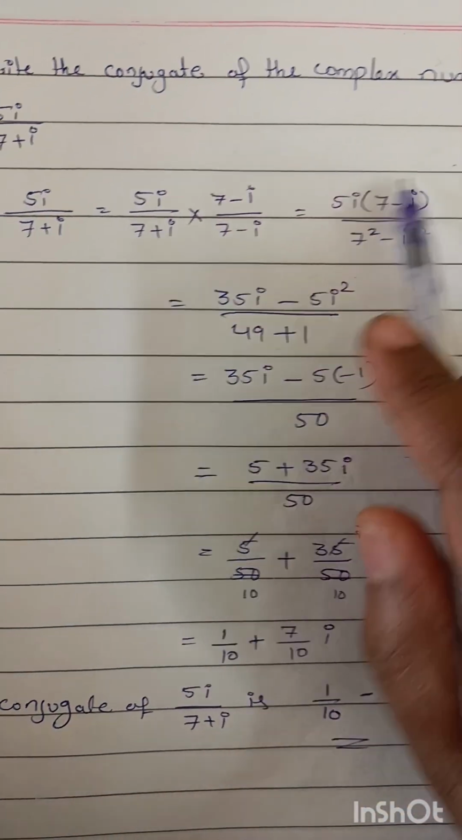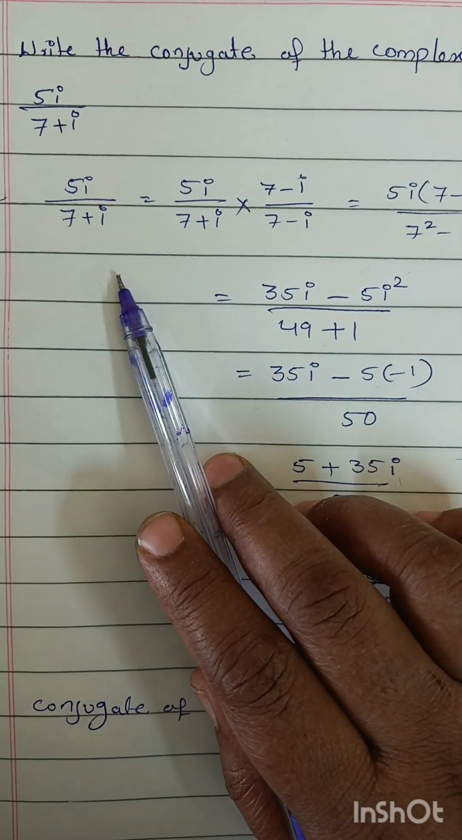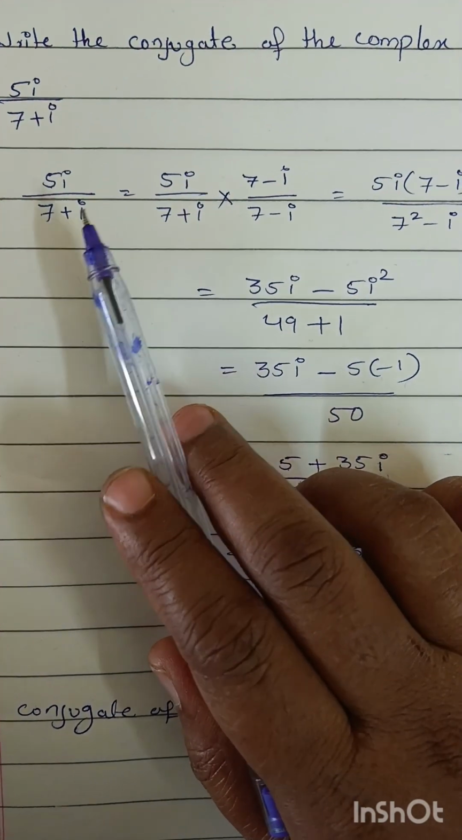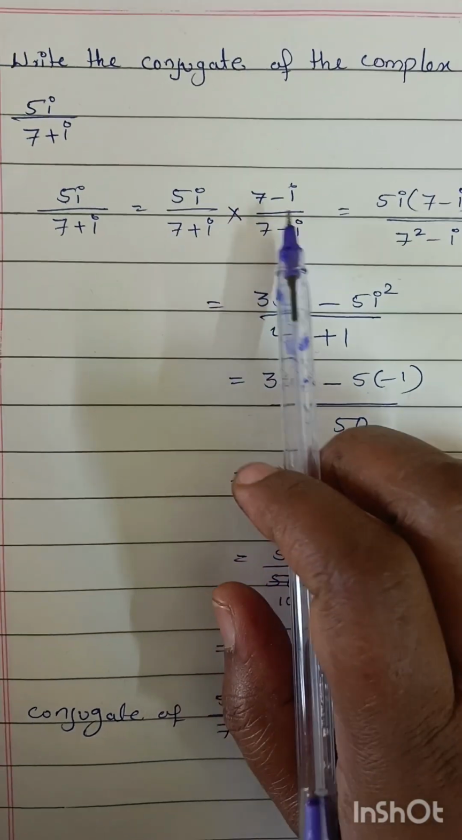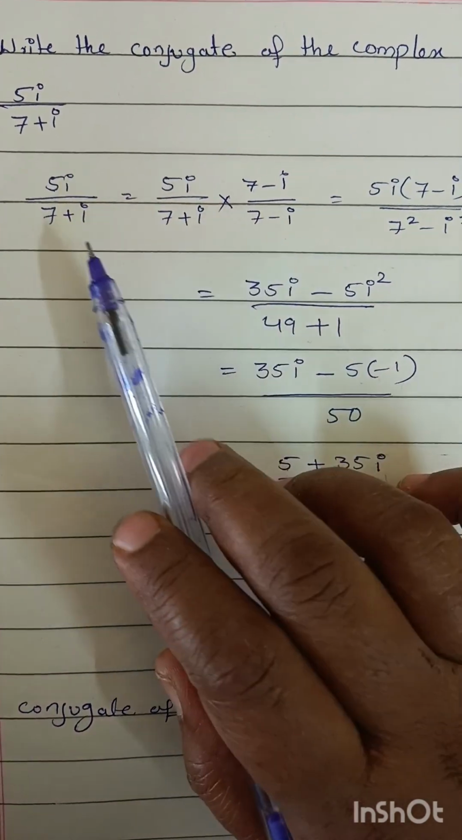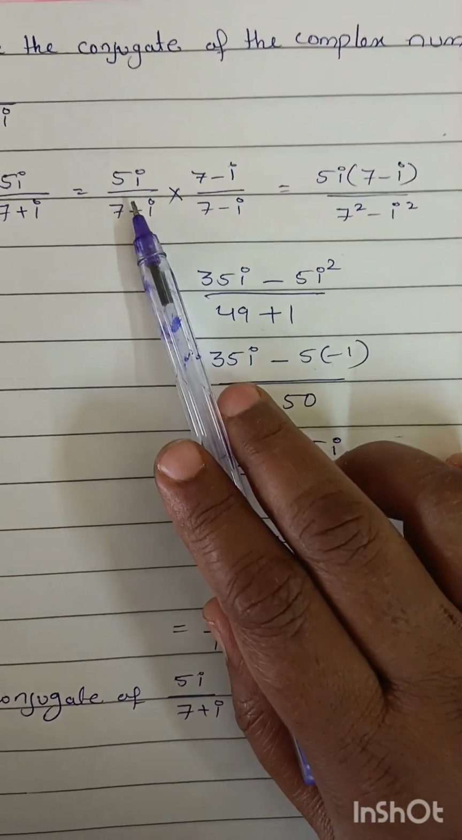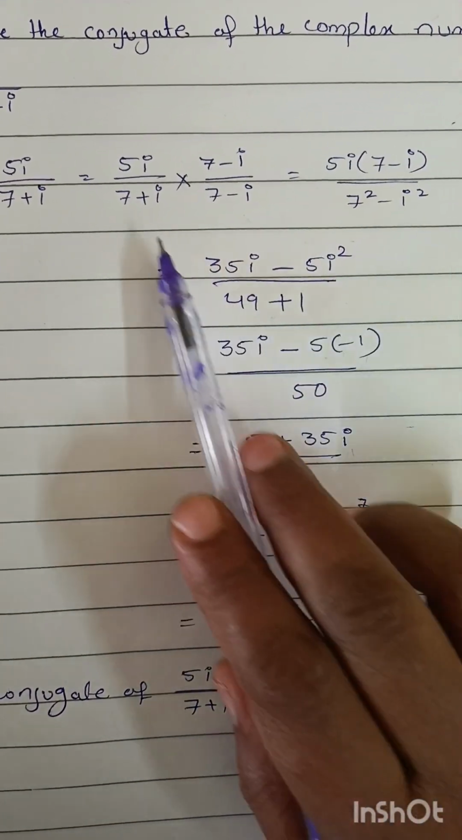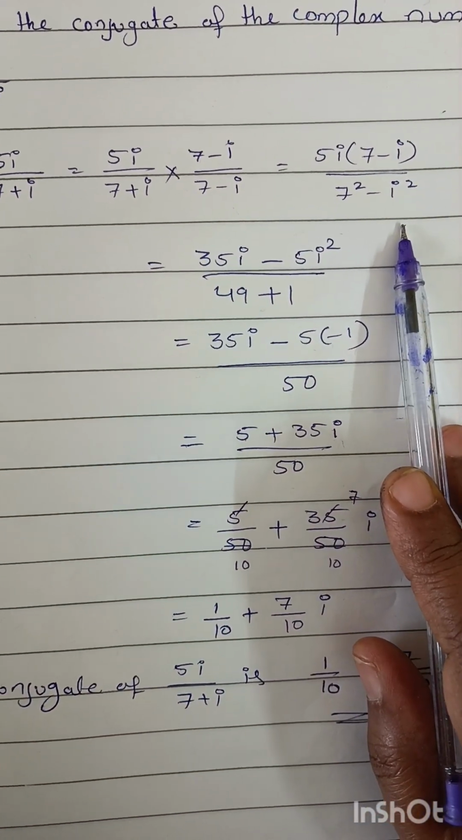Write the conjugate of the complex number 5i by 7 plus i. So, given the complex number, next rationalize the denominator. That means multiply and divide with 7 minus i. Here it is plus, so multiply and divide with 7 minus i. So 5i into 7 minus i by (a plus b) into (a minus b), that means the a square minus b square form.